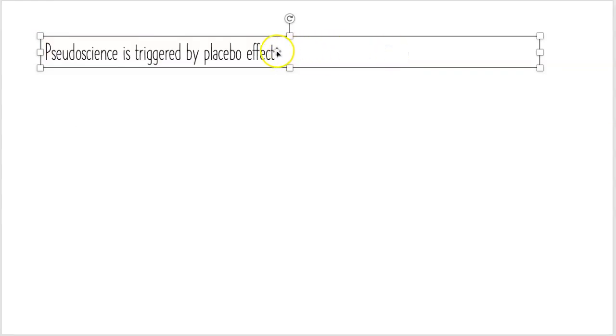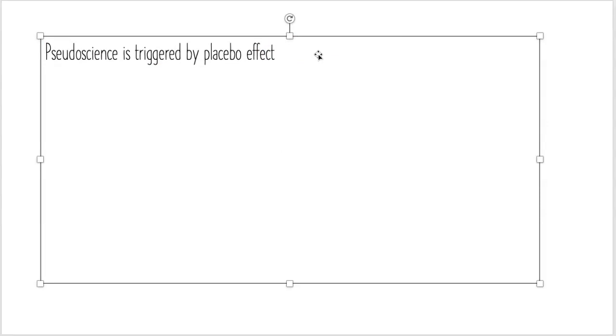Okay, so the placebo effect can trigger pseudoscience, or pseudoscience is triggered by the placebo effect. Like, hey, I'm feeling really good because I did this. All right, so now then people are trying to promote this as scientific, and they're relying on the placebo effect. The challenge is placebo effect doesn't always work for everybody. You get a lot of variation in there.